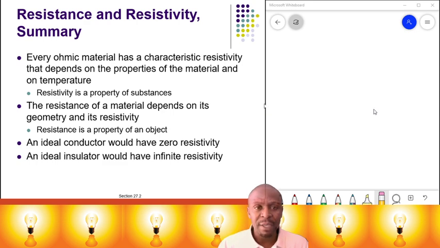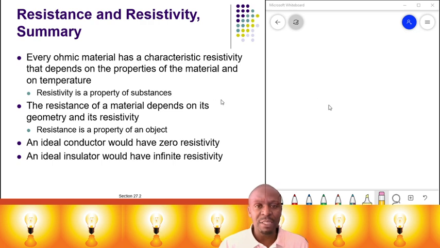Right. Now, every ohmic material has a characteristic resistivity that depends on the properties of the material and on the temperature. A very good example is the silicon wafer. You remember in that YouTube video, the silicon wafer does not conduct the electric current until it is heated. Therefore, the resistivity is a property of the material as well as a function of temperature. It depends on the temperature.